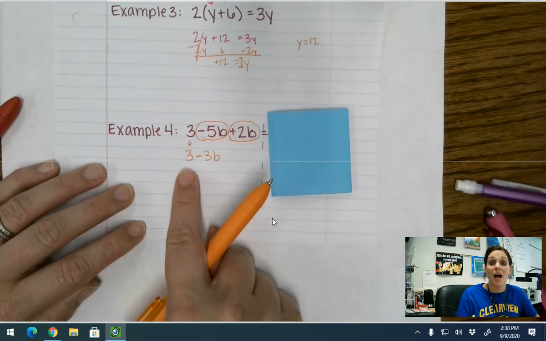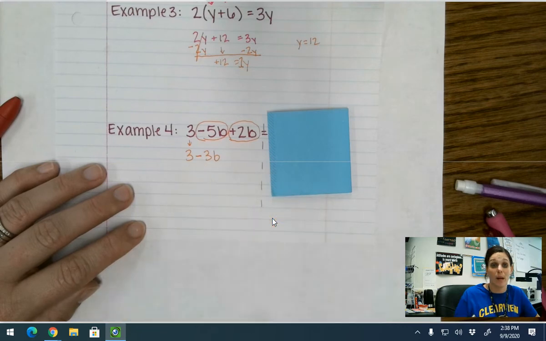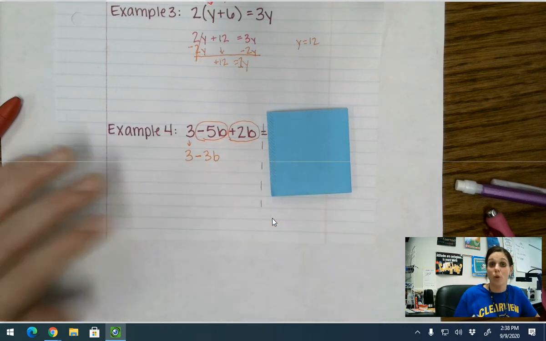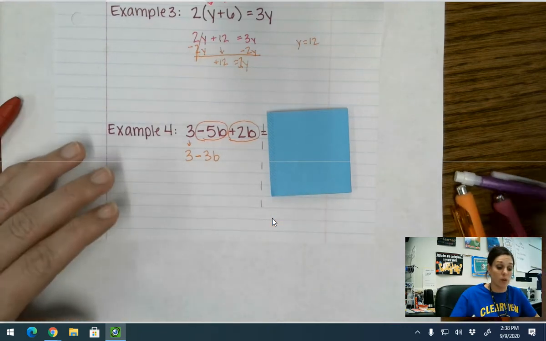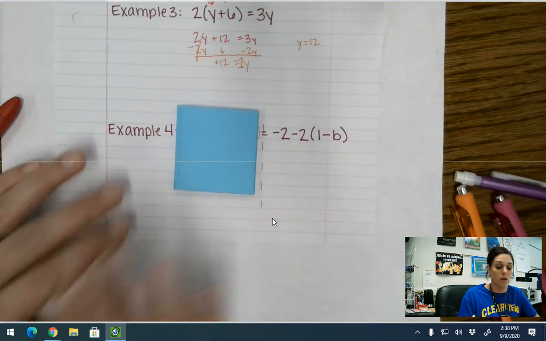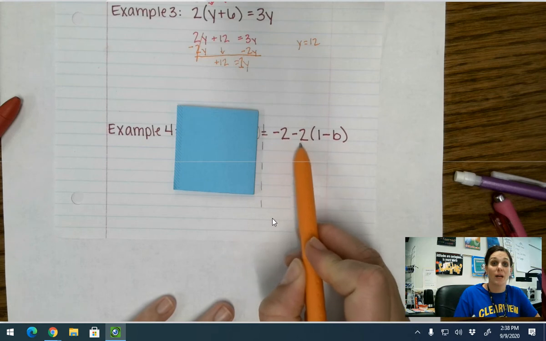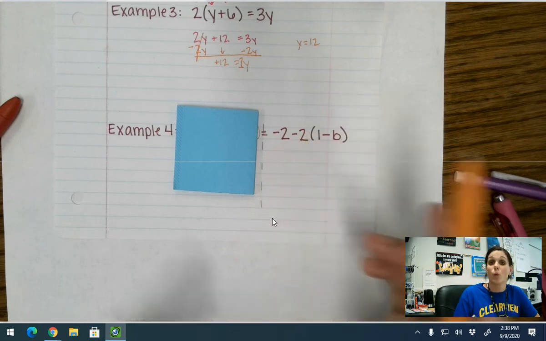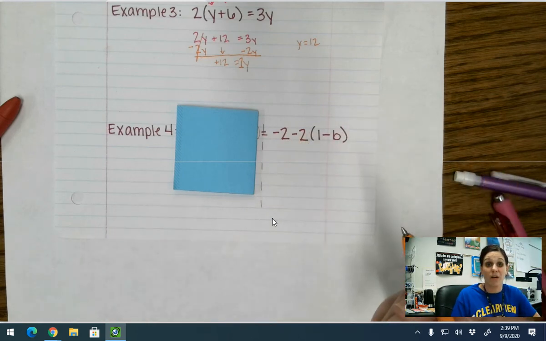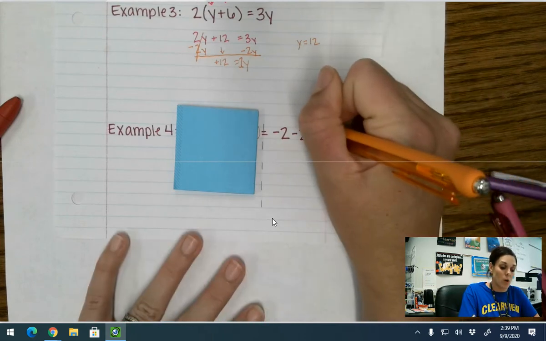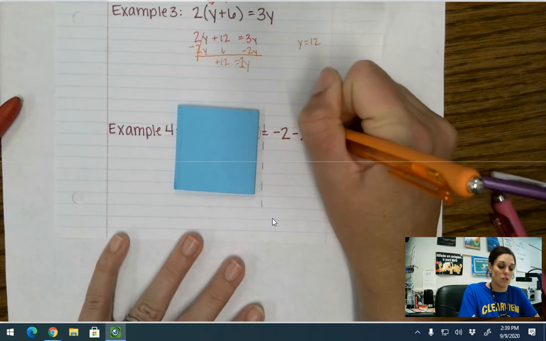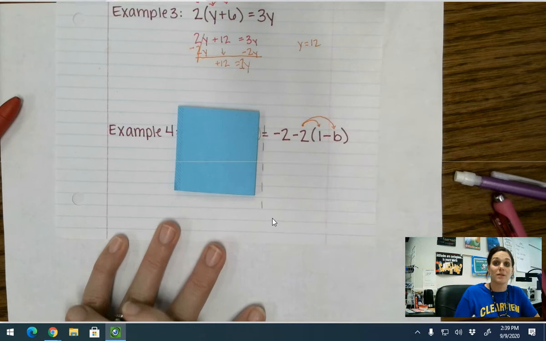So this left side turns into 3 minus 3b. There's nothing else, no more parentheses, nothing that goes with it. So we're going to uncover and go to this other side. All right, so here we have -2, and then we have a quantity, which means I have to distribute. I have to get rid of that set of parentheses. So we're going to distribute that -2 to both spots.